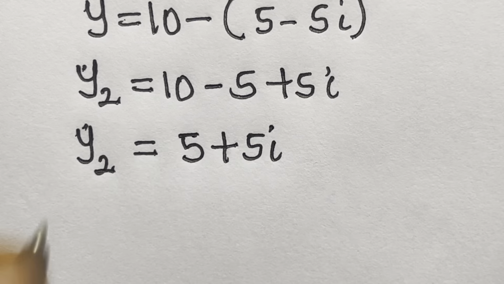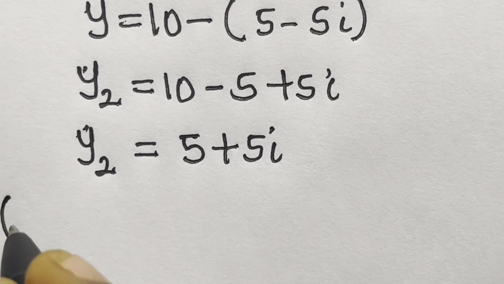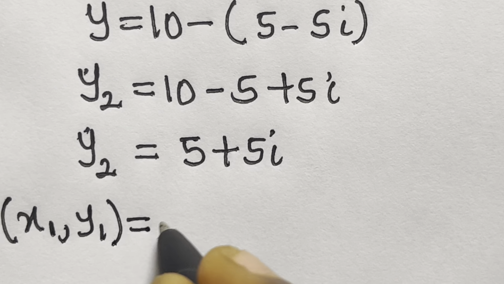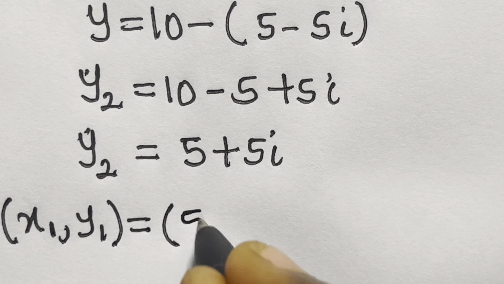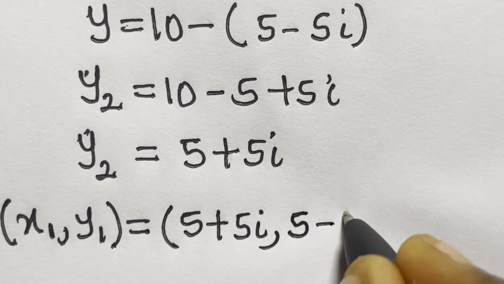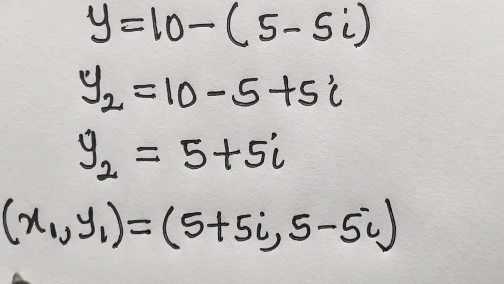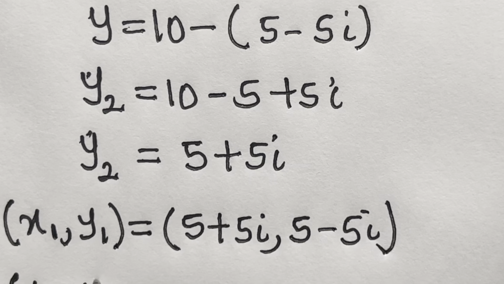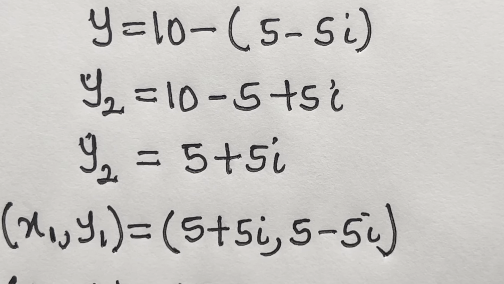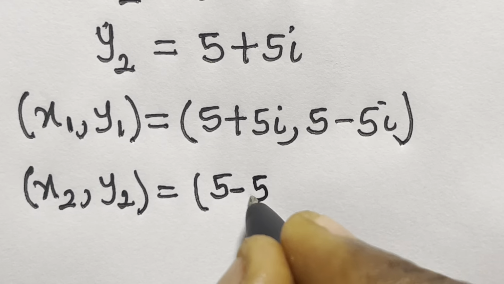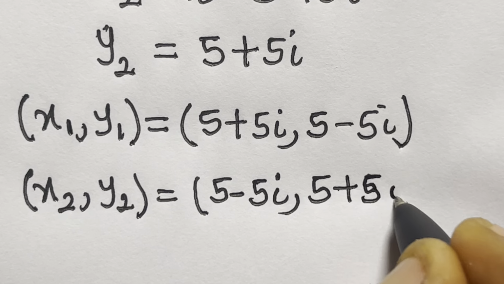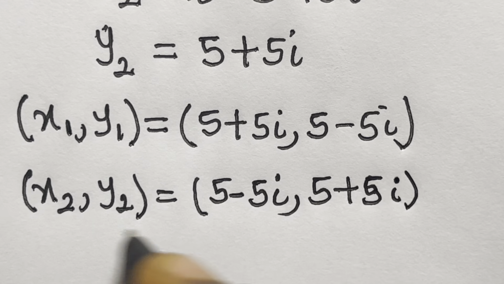So therefore, you can declare that the first pair is x1, y1, where x1 is 5 plus 5i and y1 is 5 minus 5i. Also for the second pair, x2 and y2, our x2 is 5 minus 5i, and our y2 is 5 plus 5i. So these are the answers.